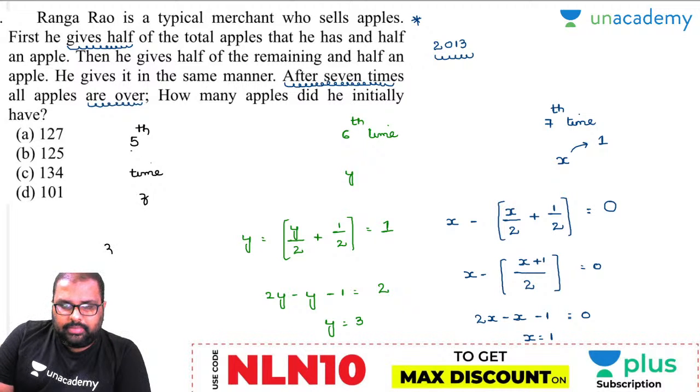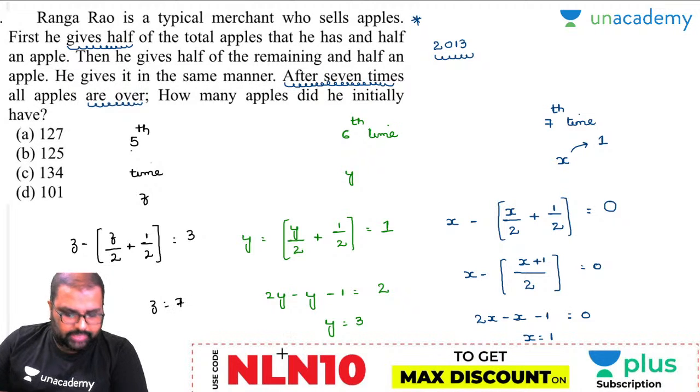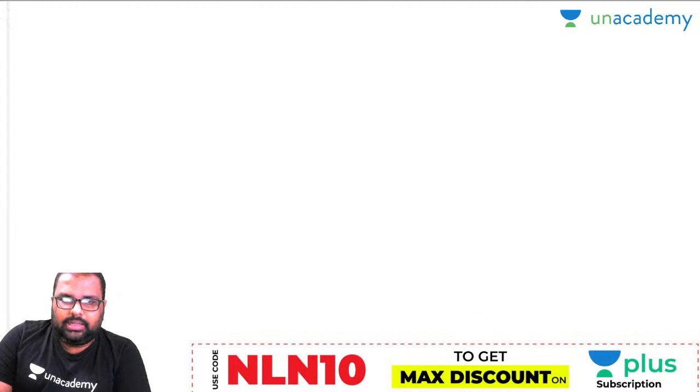Now z minus z by 2. Z minus, I'll write it down here like this. Z minus z by 2 plus 1 by 2 will be equal to how much? Will it be equal to 3? Yes. At last, finally your z value will be equal to 7. Now there is a pattern going on there. Can anybody find out the pattern there?